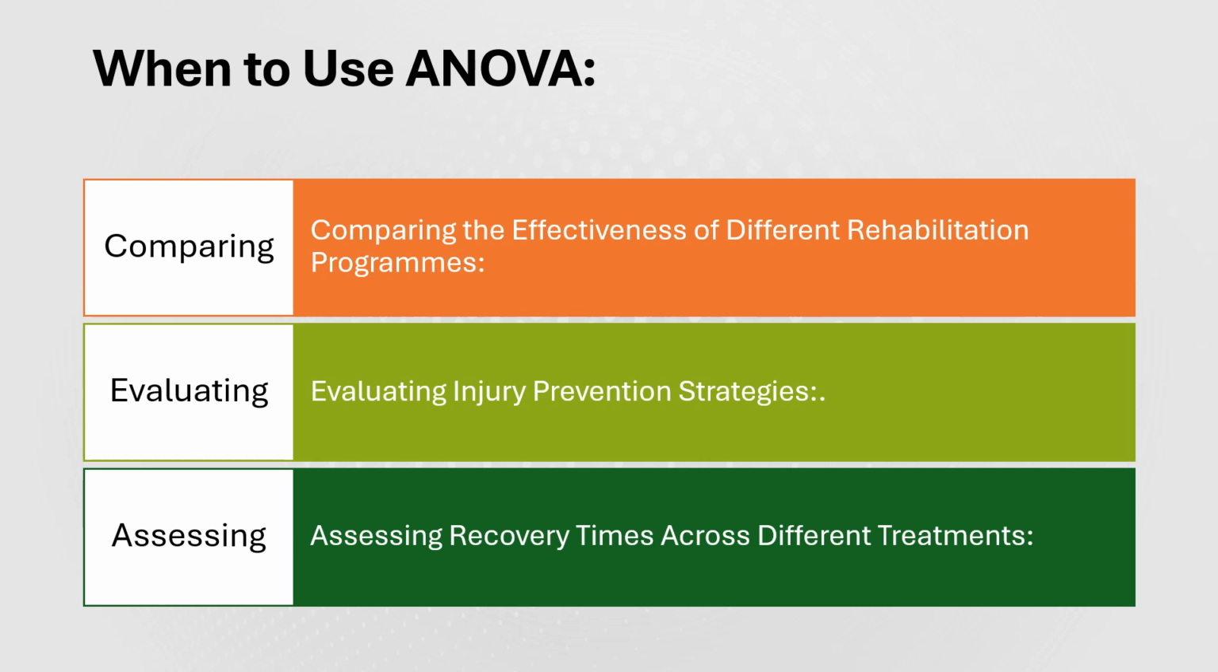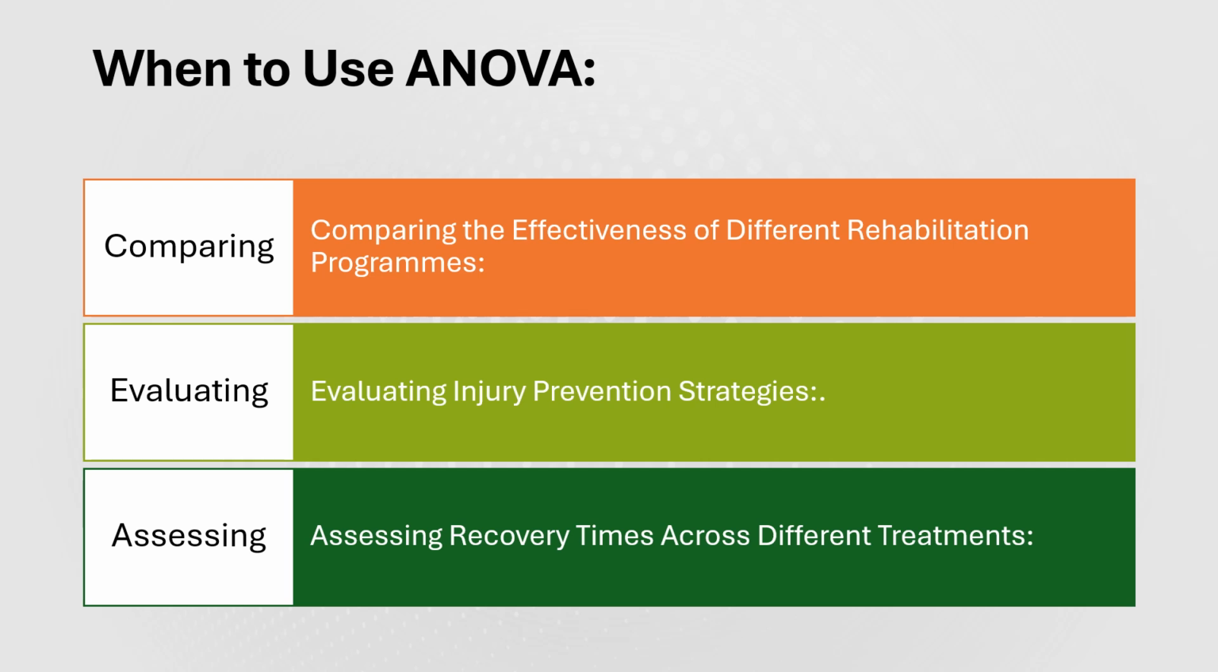So you could compare the effectiveness of different rehabilitation programs. Say you want to compare the effectiveness of 3 different rehabilitation programs on improving knee strength in athletes recovering from ACL surgery. You have 3 groups of athletes, each undergoing a different rehabilitation program. An ANOVA can be used to determine if there are significant differences in the knee strength outcomes among the 3 groups. You measure knee strength in each group after the rehabilitation period and use an ANOVA to test whether the average knee strength differs significantly across the 3 programs.